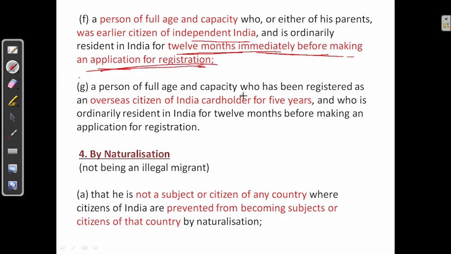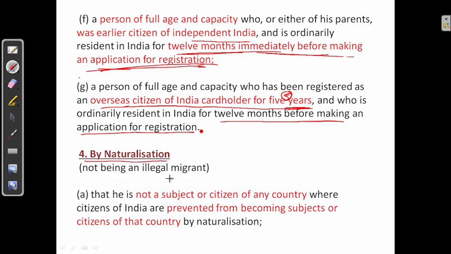Next, a person of full age and capacity who has been registered as an Overseas Citizen of India cardholder for 5 years and who is ordinarily resident in India for 12 months before making the application for registration. So the person who is registered as OCI for 5 years can also get the citizenship of India. Next, we will see the acquisition of citizenship by naturalization.